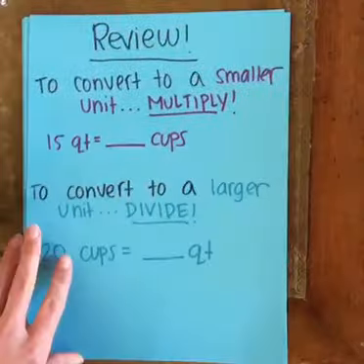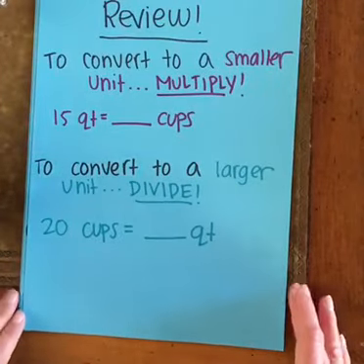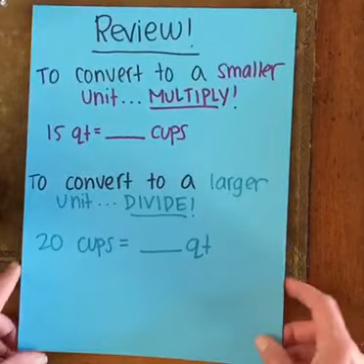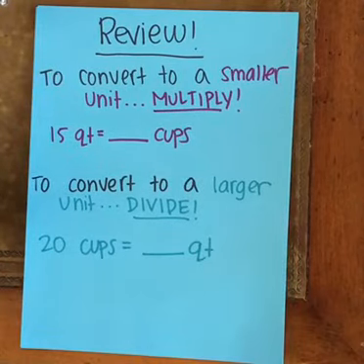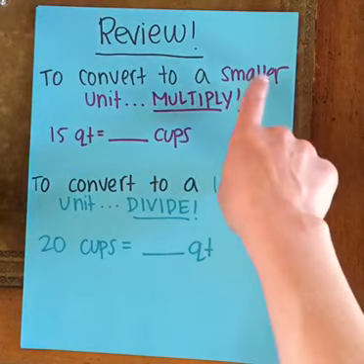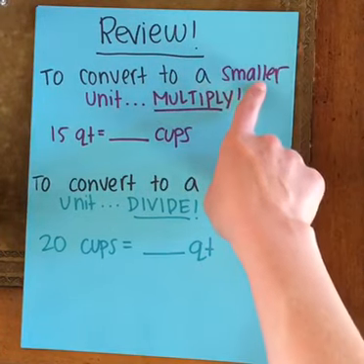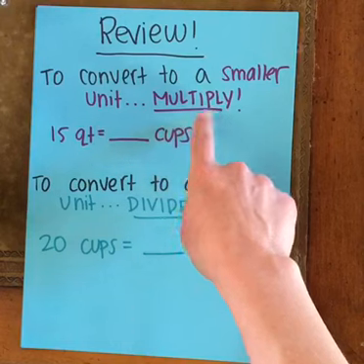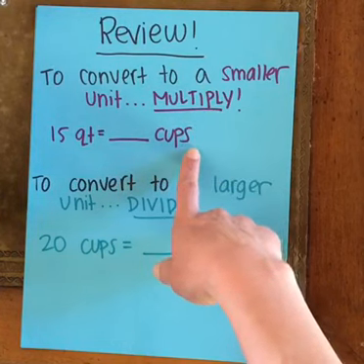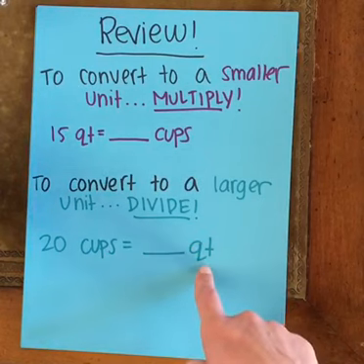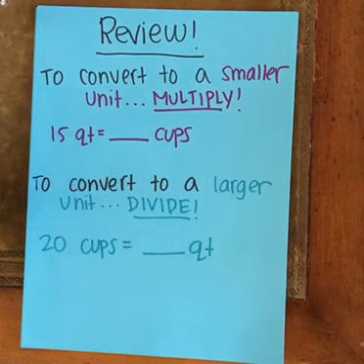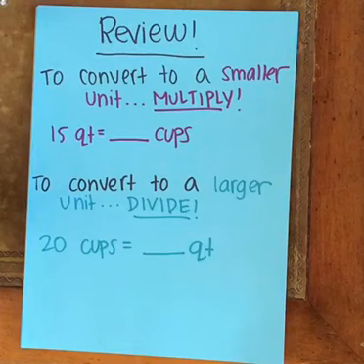In our last video on customary units of length, we looked at some strategies for converting to a smaller unit and to a larger unit. So recall that if we're converting from a larger to a smaller unit, we're going to multiply because we need more of those smaller units. And if we are moving from a smaller unit to a larger unit, we're going to divide because we need less of those smaller units. Let's do a little bit of quick practice review.